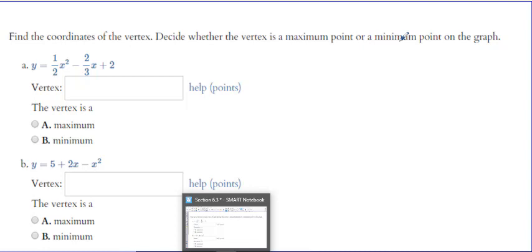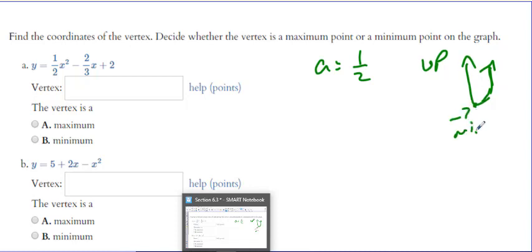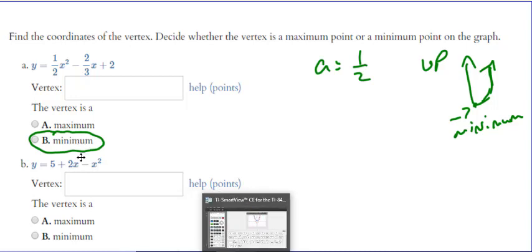So the a is 1/2 here, and it's positive, so it's opening up, so it'll look like this, right? So that is a minimum. So it is a minimum. I can go ahead and tell you that. But we got to find its vertex. And what we're going to do is type it in, okay? And we're going to graph it, and then we're going to find its vertex. And we're looking at a minimum, okay?